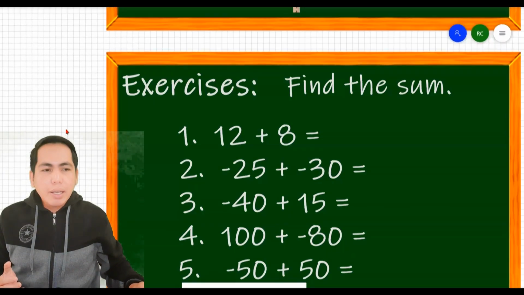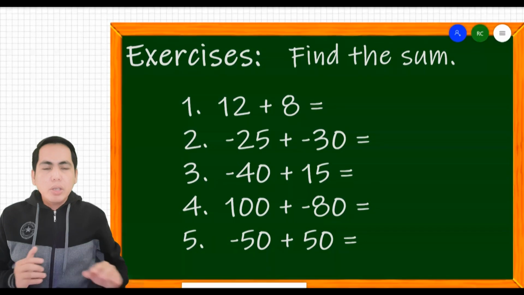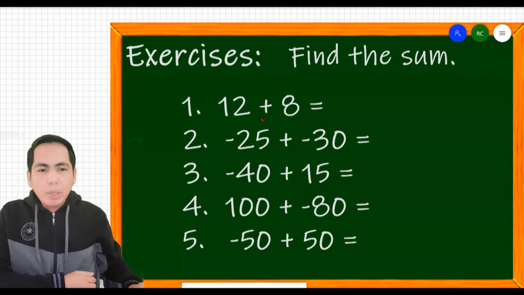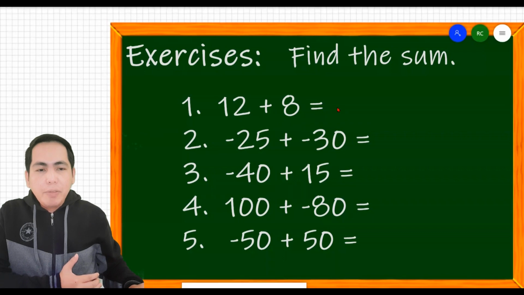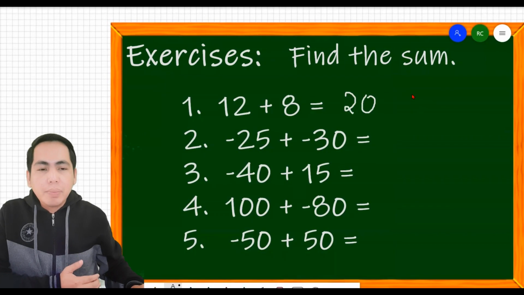Now, let us have these exercises. So we have here positive 12 plus positive 8. Since both of them are positive, therefore our sum is also a positive. So we can add them. 12 plus 8 will give us 20. So the sum is positive 20.